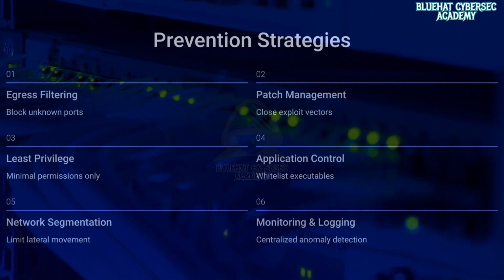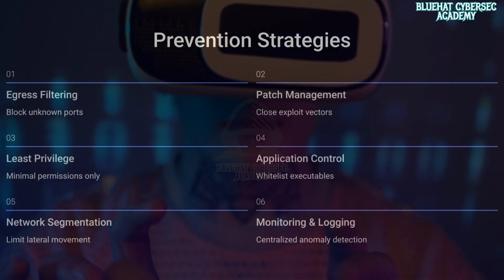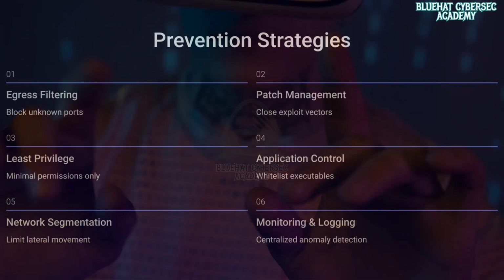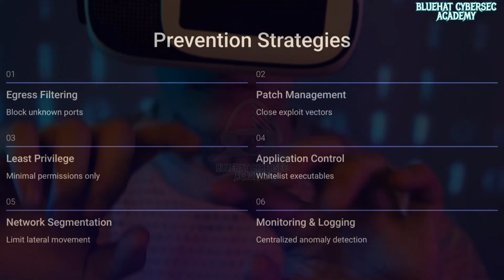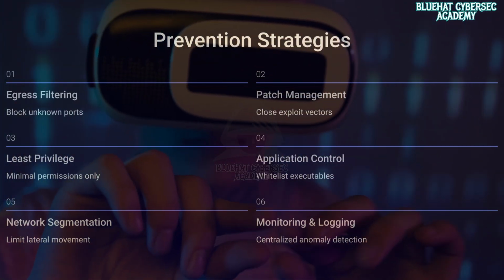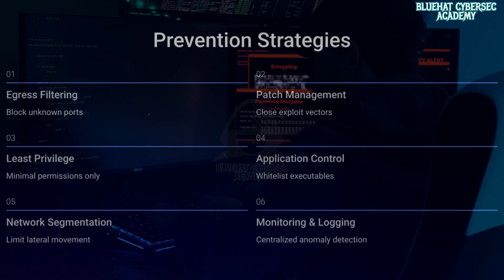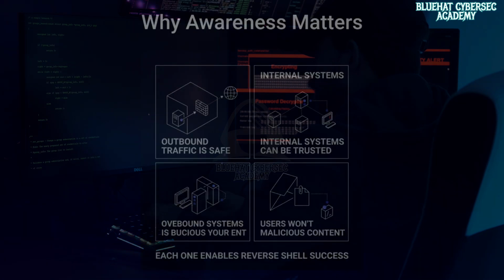Third, enforcing least privilege ensures users and services only have the permissions they absolutely need. Fourth, application control helps by whitelisting approved executables and blocking unauthorized scripting engines where possible. Fifth, network segmentation reduces the ability of attackers to move laterally across systems. And finally, strong monitoring and logging ensures centralized visibility, anomaly detection, and behavior-based outbound traffic monitoring.